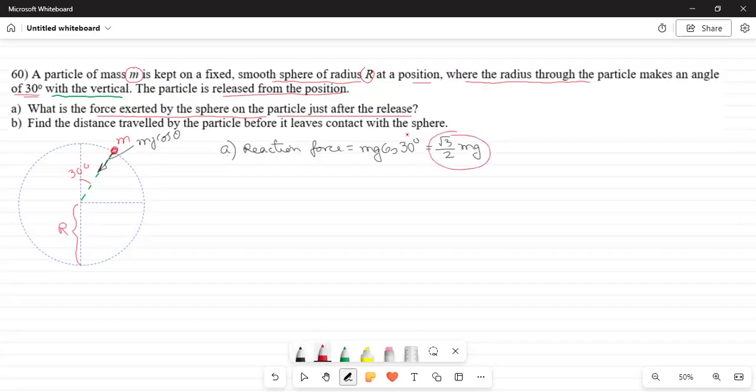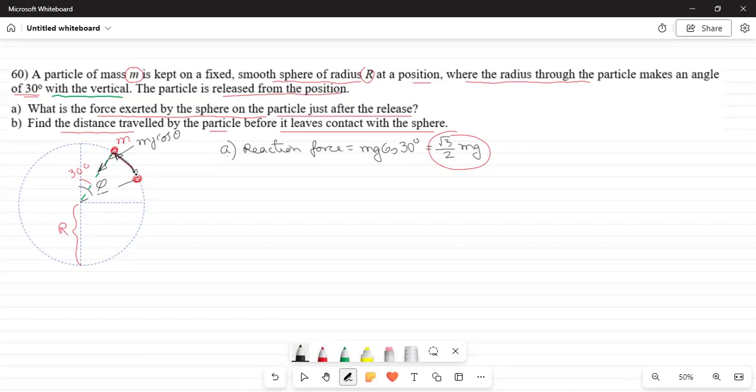So the first part is done. The second part says, find the distance traveled by the particle before it leaves contact with the sphere. Now this particle will start moving, and let us say this is the position. I do not know what the correct position is, that we have to find out. Let us say this angle is phi. At this angle, they wanted us to find the distance traveled.